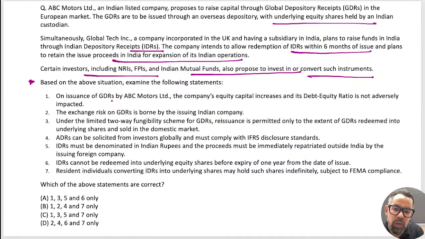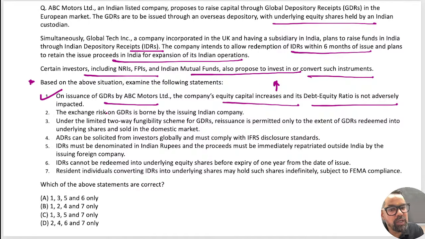On issuance of GDR by ABC Motor Limited, the company's equity will increase, and its debt to equity ratio is not adversely impacted. True. The exchange risk on GDR is borne by the Indian company. No, it is borne by the foreign investor. Under the limited two-way fungibility scheme of GDR, reissuance is permitted only to the extent of GDR redeemed and underlying shares sold in the domestic market. This is also true.